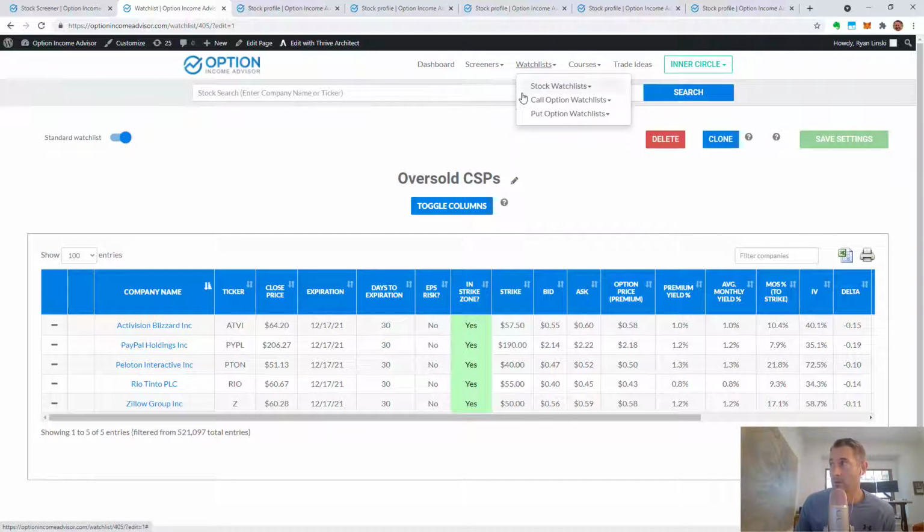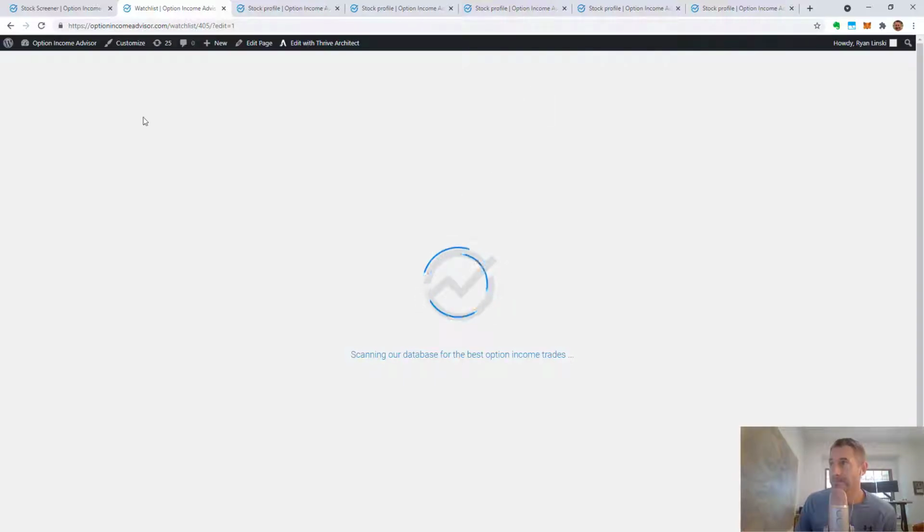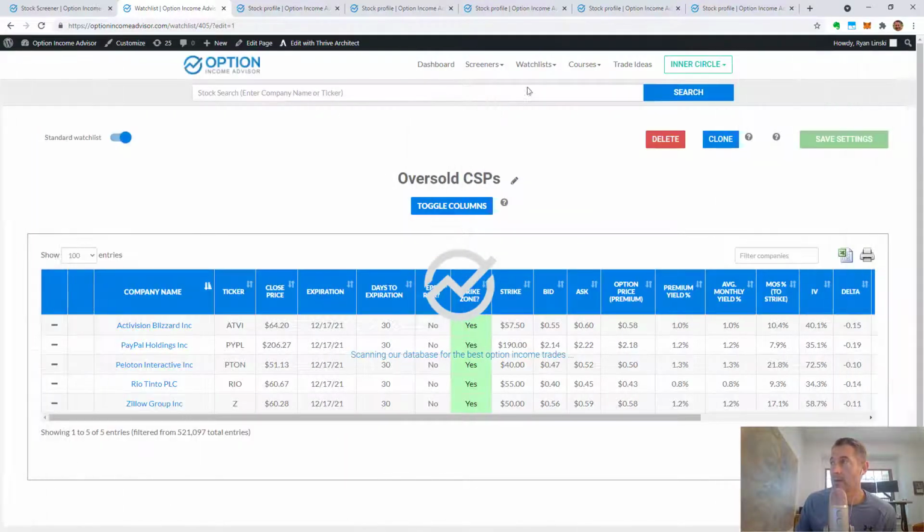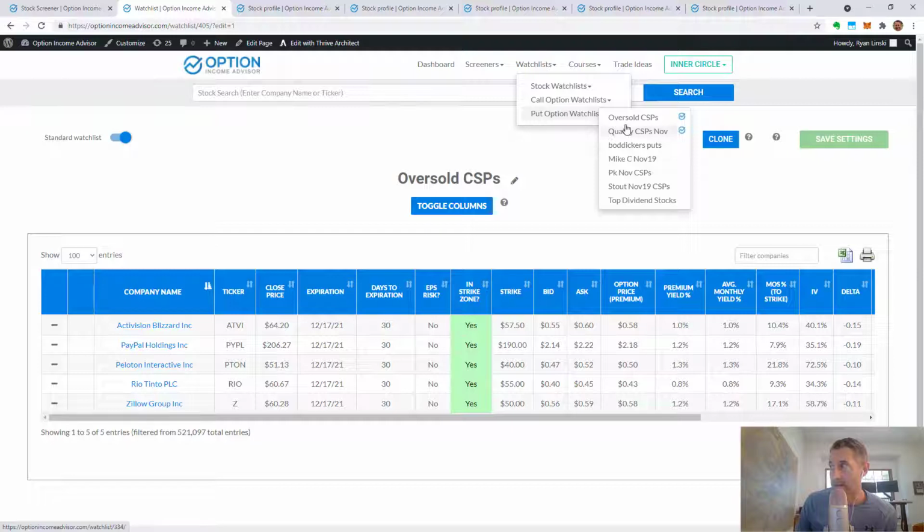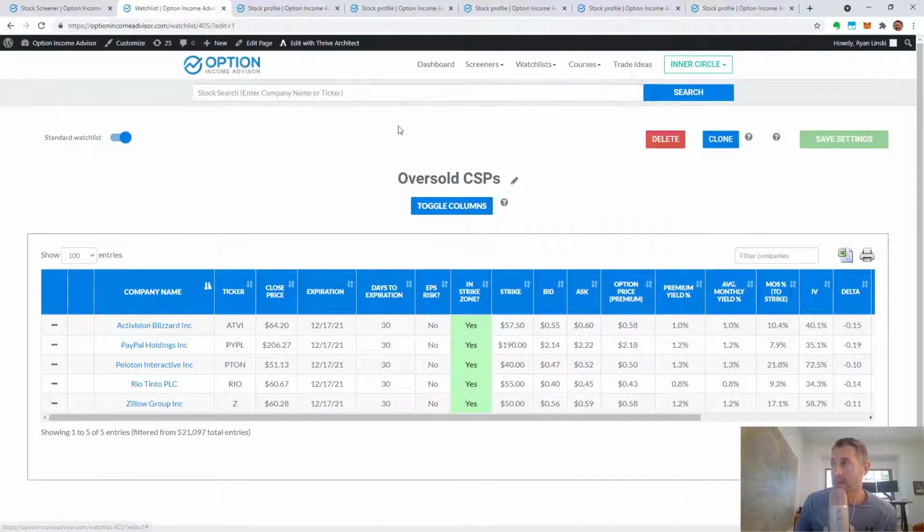And then your put watch list, here, let's reload this here. And then your put watch list will also be saved out here as well. And like I said, I'll add more to that list. So there you go, oversold CSPs. So now you've got both a put watch list of ideas with some of these stocks, and then you've got a screener that you can come back to time and time again.